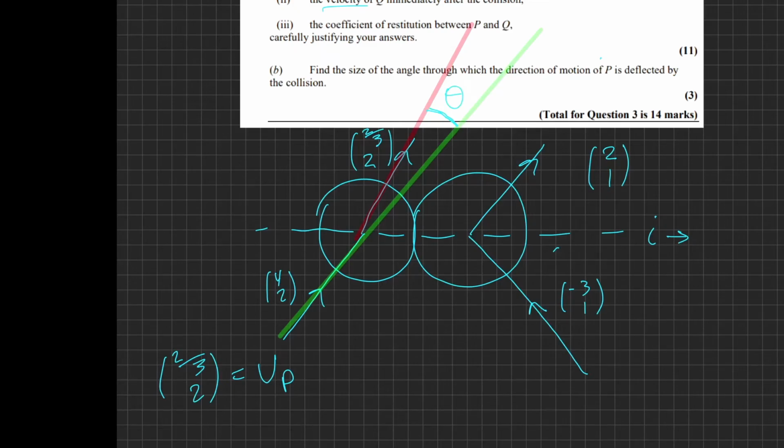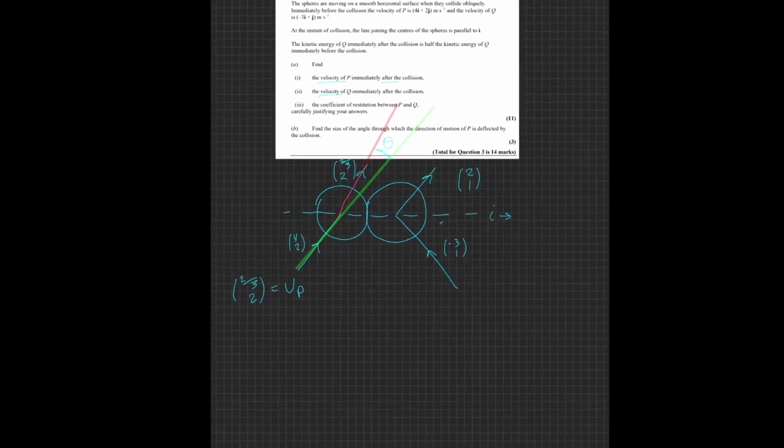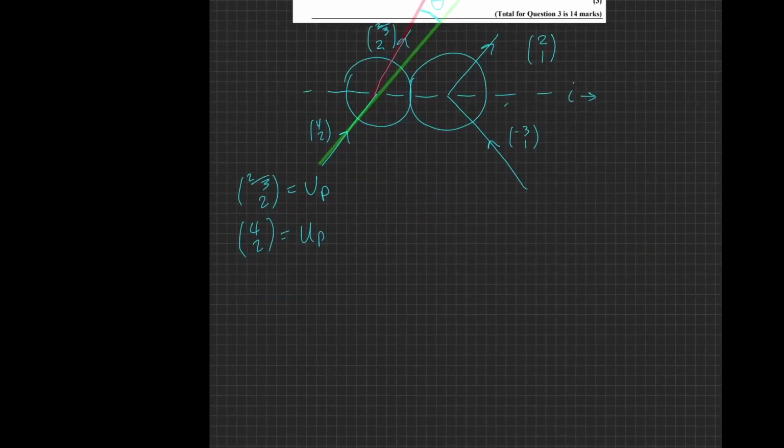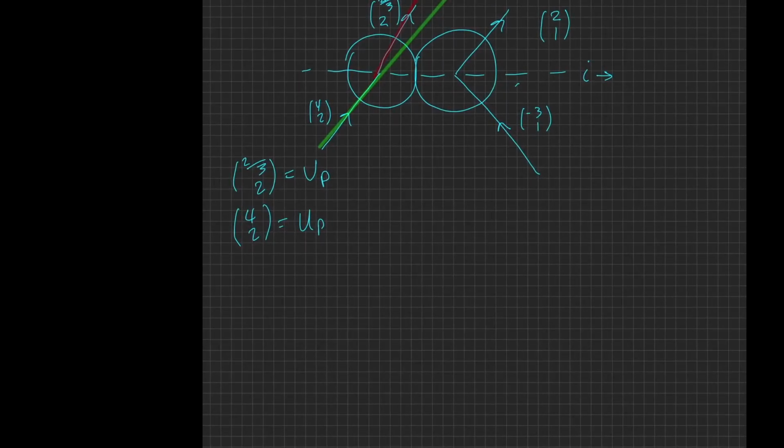Now we've got two vectors and we want to work out the angle between them, so we're going to be using the dot product, and that's always what I recommend doing in questions like this. When you're finding an angle of deflection, it's a very common question, use the dot product. So what's the final velocity of P? Well, it's 2/3, 2, and what's the initial velocity? It's 4, 2, and that's UP. So we've got our two vectors, and now we just want to work out the angle between them.